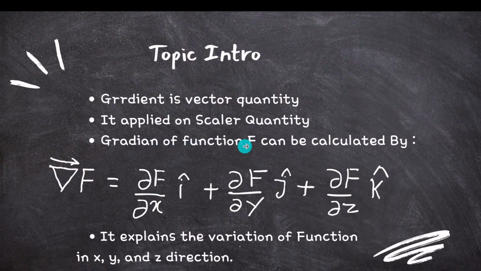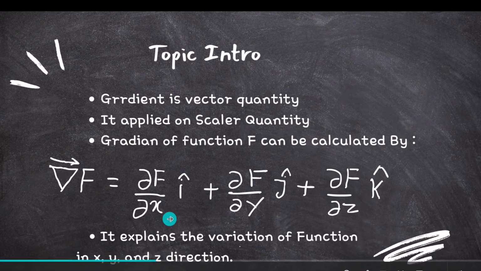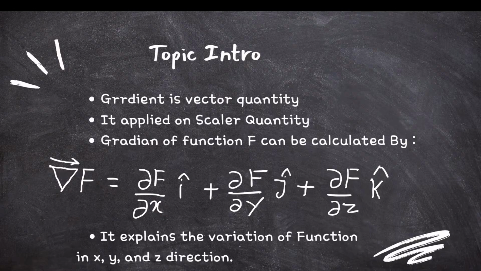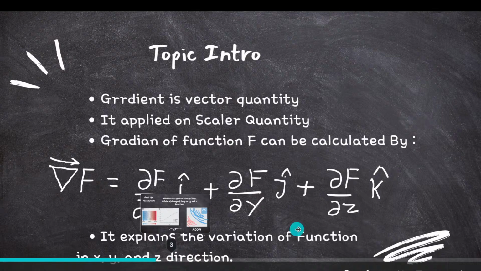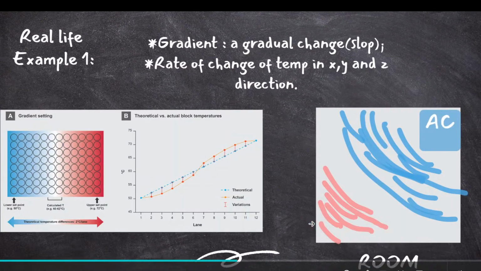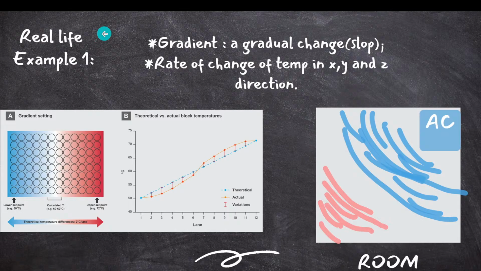So gradient of function f can be calculated by this formula. For finding the gradient for any function, in the question there will be a function, and by using that function we have to find the gradient value at any specific point. So it explains the variation of function in x, y, and z direction. Next, real life example.